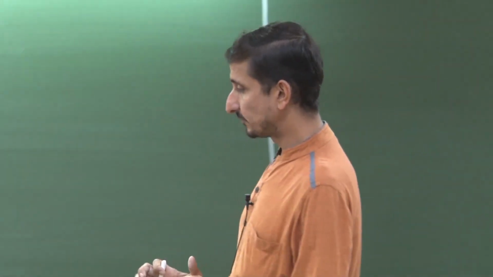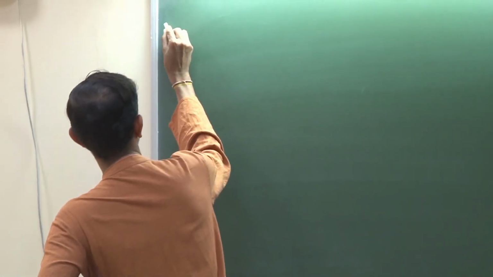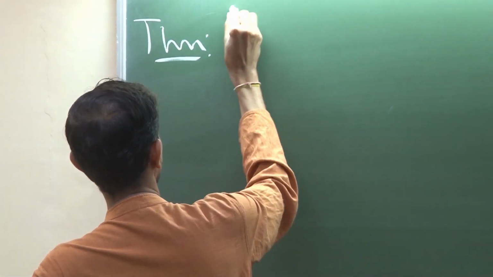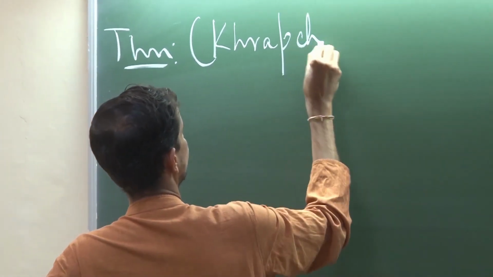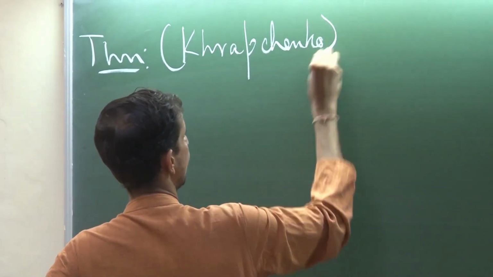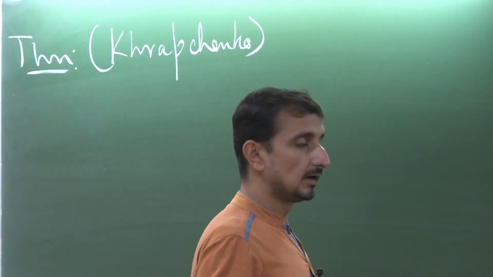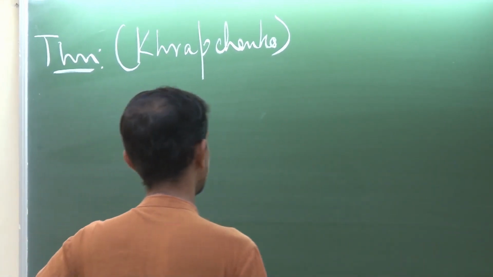So, good morning everyone. Last class we were discussing Khrapchenko's theorem. Let me state the theorem that we saw last time. This is a theorem which is used to give a lower bound on functions. So, what does this theorem say?